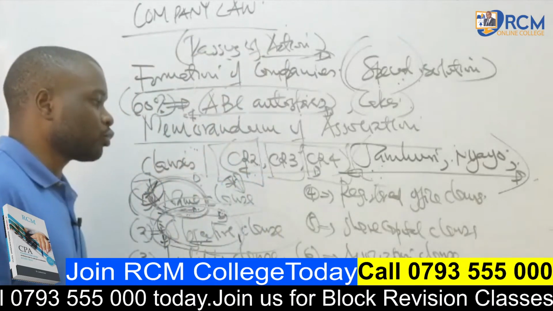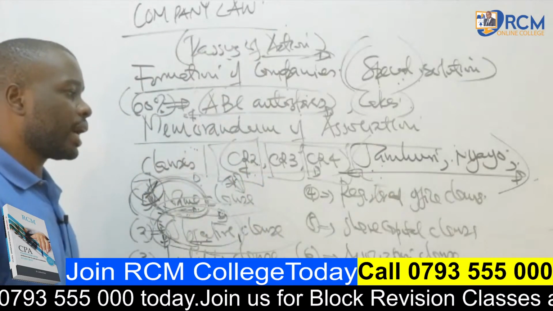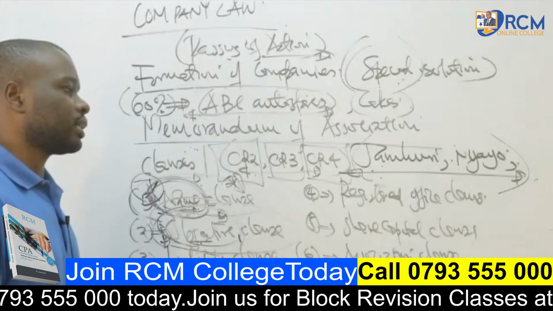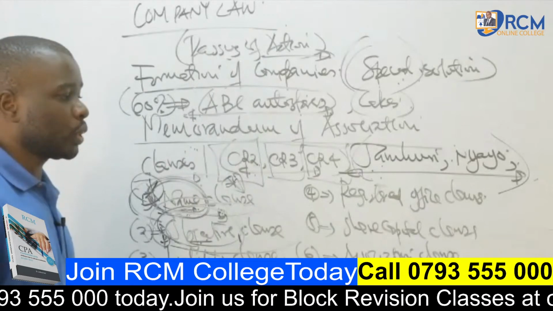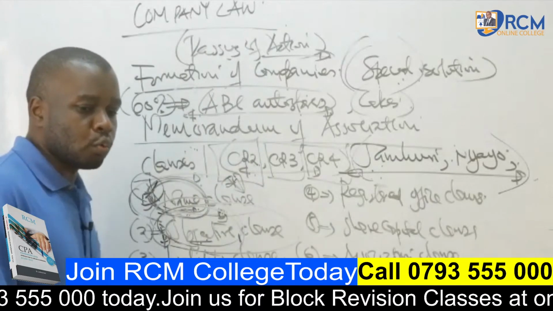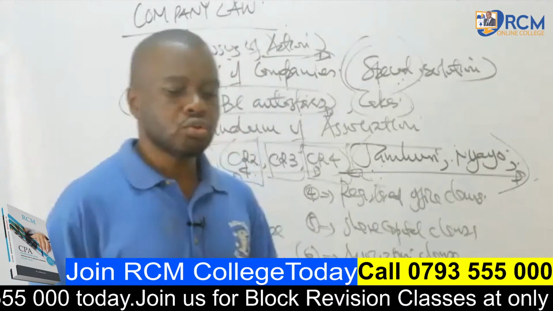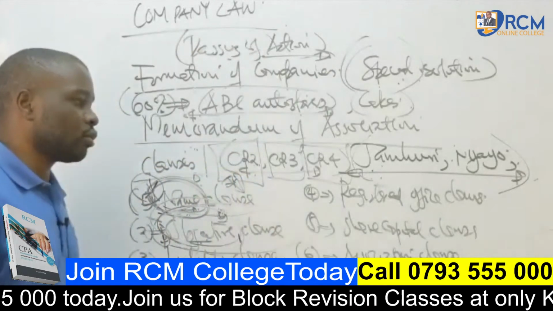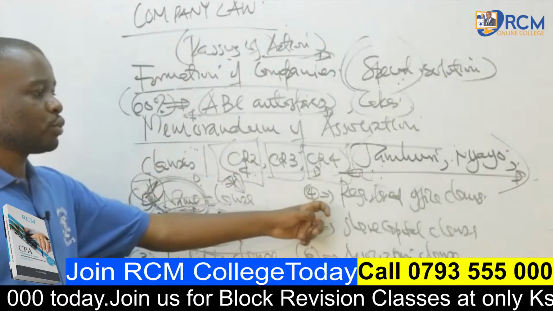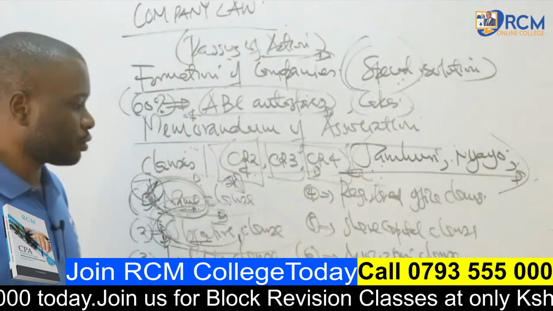Each and every person will ask, where are their offices? Where is their registered office? Is it maybe in Nakuru? Is it in Kisumu? Along which street? Under which building? Which floor? Which room? So the registered office clause will give the details to do with the location of the registered office of the company.